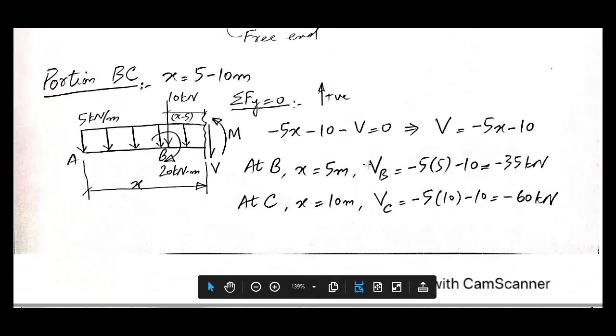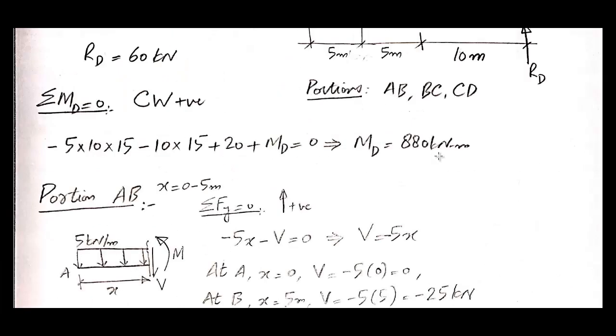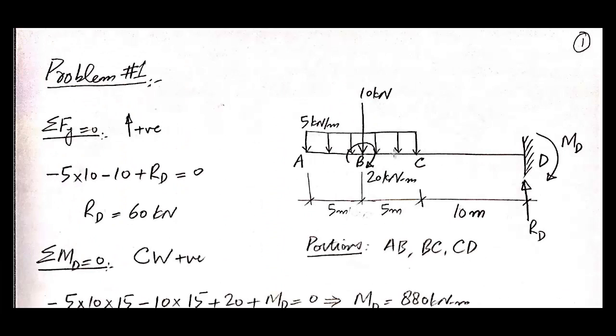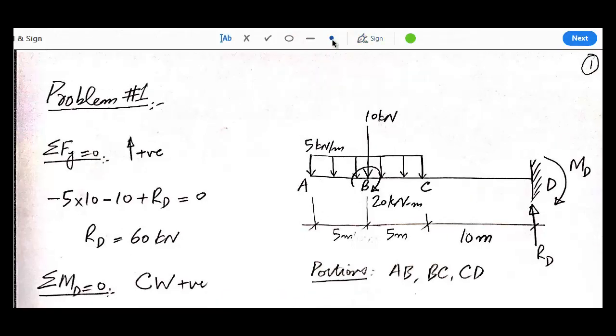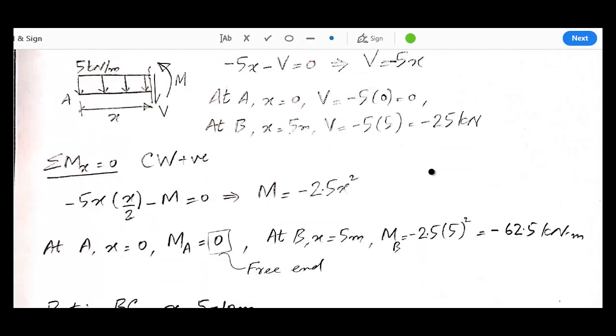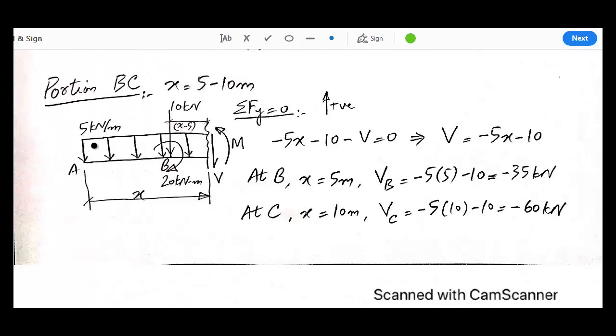Now let's move to the next portion, portion BC. For portion BC, we will cut the section somewhere over here. Let me change the pointer so that it becomes more prominent. So here is the free body diagram of portion BC. We have UDL acting up to the section. At point B, there is a point force with a magnitude of 10 kilonewton and a point moment 20 kilonewton meter, and the intensity of UDL is 5 kilonewton per meter.